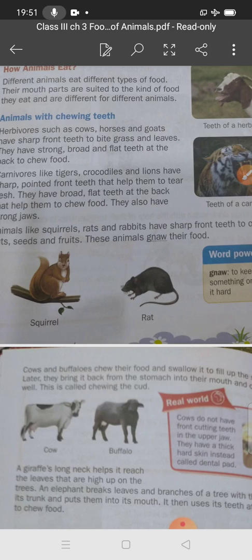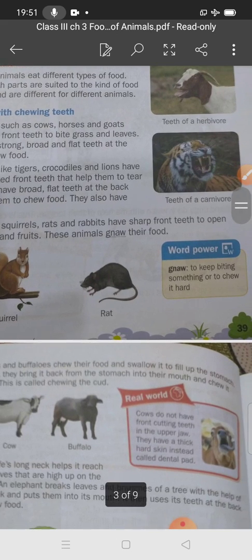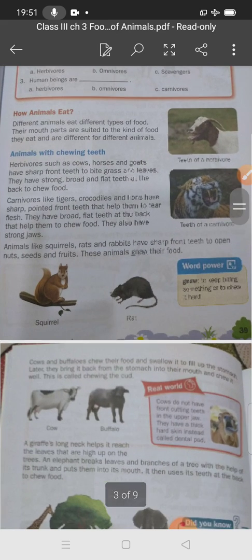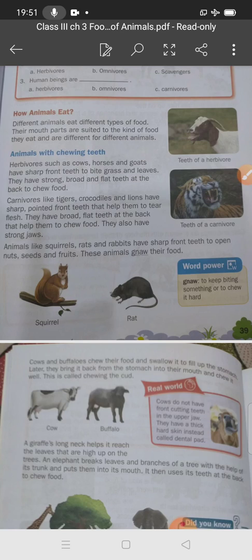Gnaw means to keep biting something or to chew it hard. They eat nuts also. What is the food of the squirrel? Nuts. So they have biting teeth to chew it hard. They have sharp front teeth to open nuts, seeds and fruit. This type of teeth is found in squirrels, rats and rabbits.